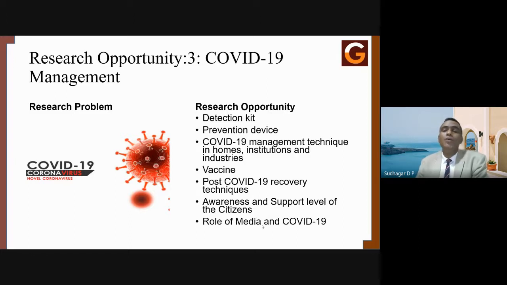And also you can do research on the role of media and COVID-19, whether media actually helps to prevent, to control, to reduce the impact of COVID-19. You can do research on this. So these are some of the opportunities which are available when it comes to COVID-19 management.